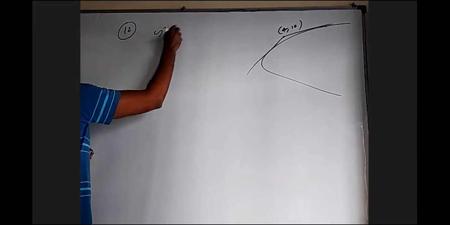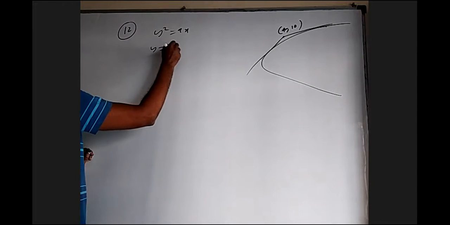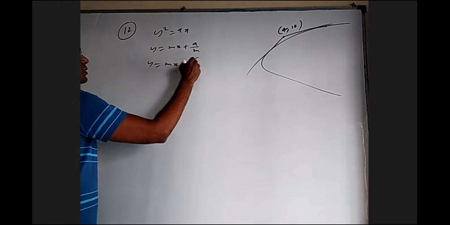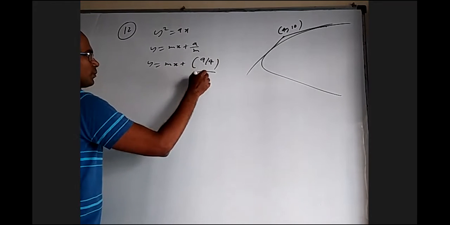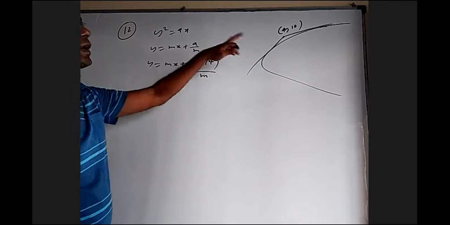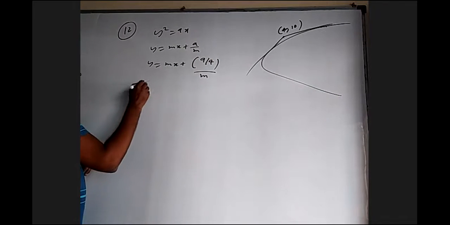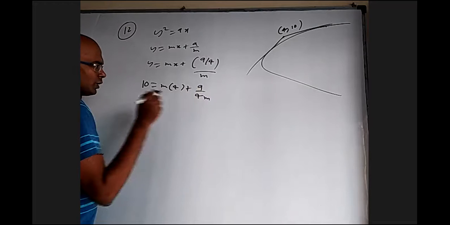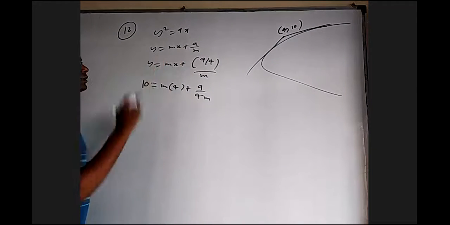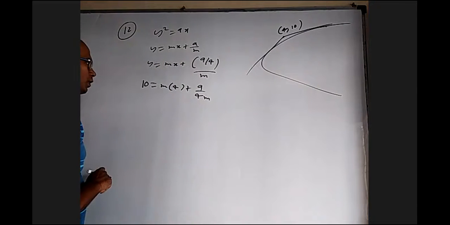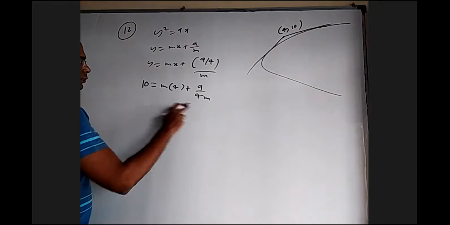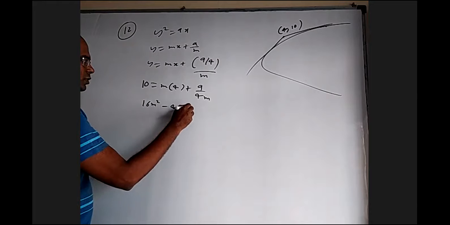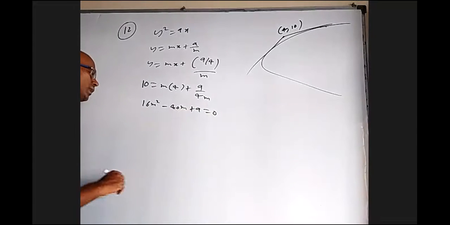So y² = 9x. The general tangent is y = mx + a/m, that is a is 9/4, so 9/(4m). And what you should do, you should pass through (4, 10). You can substitute (4, 10). So this quadratic equation gives m values, put it back. So this is 16m² − 40m + 9 = 0.